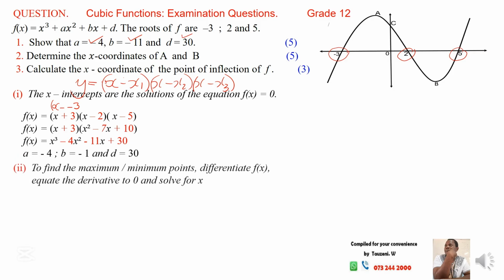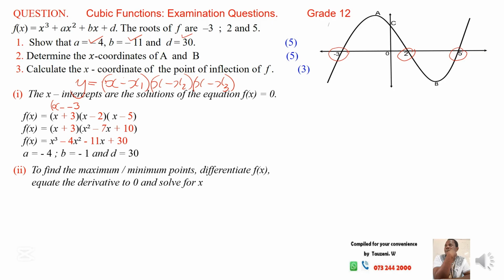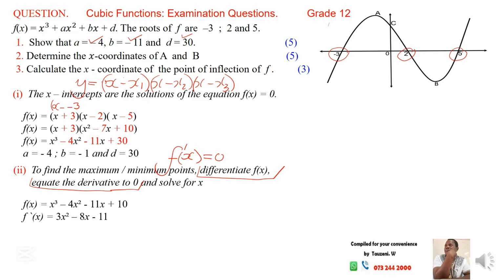Number 2, we want to find the x coordinates of the turning points. Point A and B are the turning points. The method is you differentiate the function. After differentiating, equate the derivative to 0. At the turning points, the derivative of your function is always equal to 0. So if we do that, we're going to have this one.